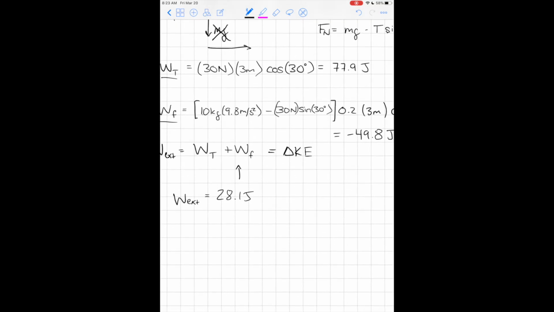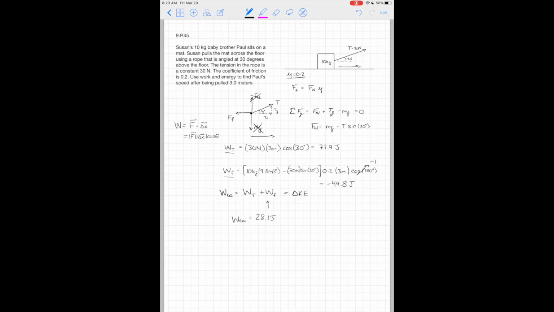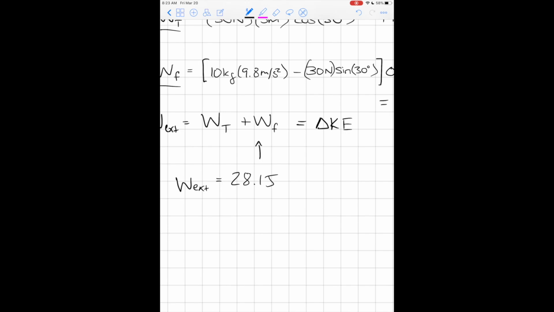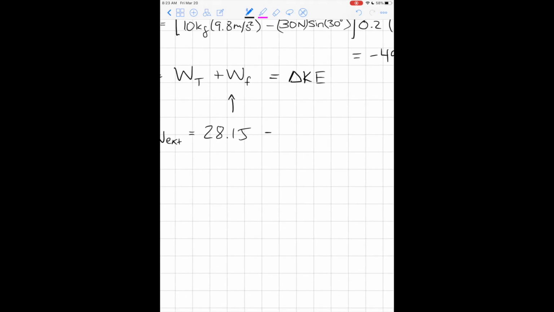Now we're not done. We're not finished. We want to know what Paul's speed is. So we've got to finish this relationship. We know the amount of net work done. We need to see that that's equal to the change in kinetic energy, 1/2 mv squared.